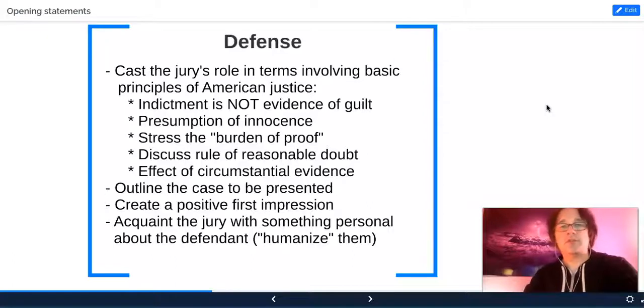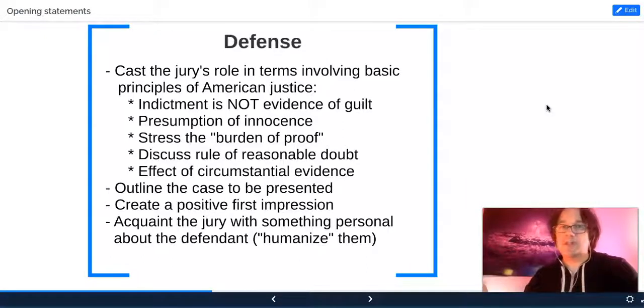You also want to talk about the effect of circumstantial evidence, and we'll talk about that a little later, maybe in a different video. So something else that the defense will want to do in its opening statement is to outline the case that it's going to present. So give a summary of the evidence that will be presented through your witnesses, what the evidence is going to show that your client, that the defendant, is not guilty.